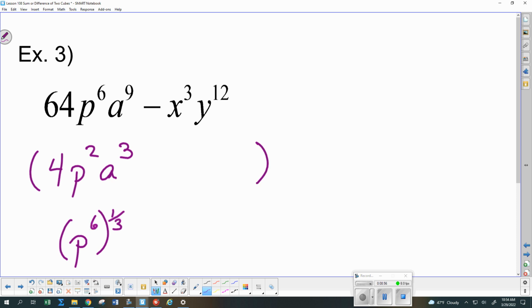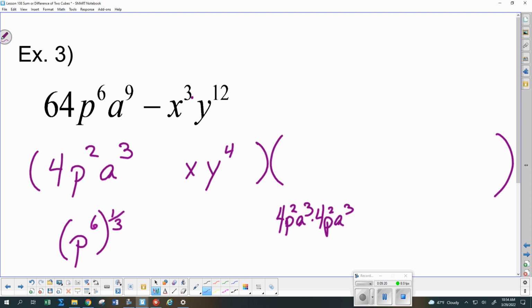Okay. X, what's 3 divided by 3? So I just have x to the 1. Y to the, what's 12 divided by 3? And then I need my long parentheses. Now I need to take the 4p squared a cubed times 4p squared a cubed to get the first part of my long parentheses. What will that give me?